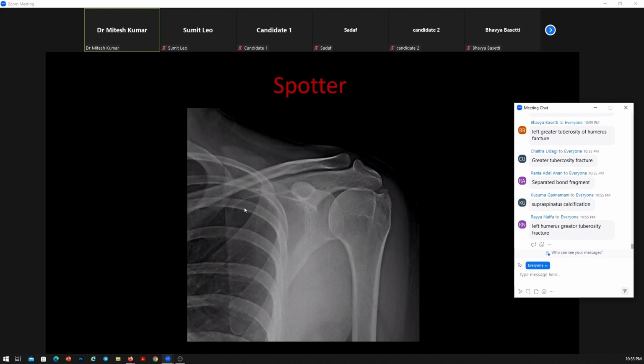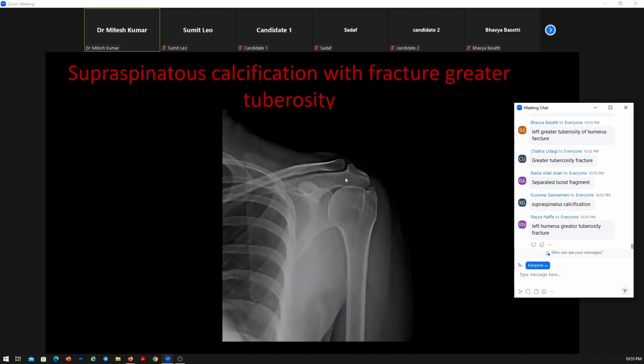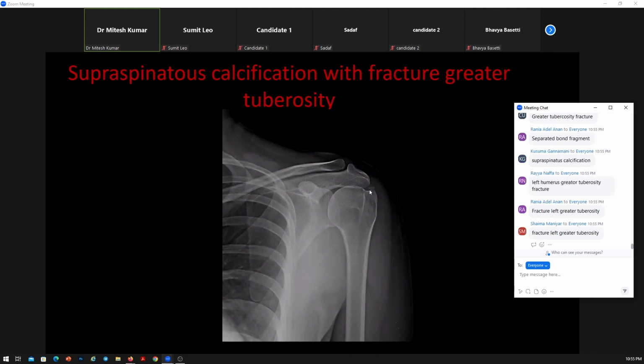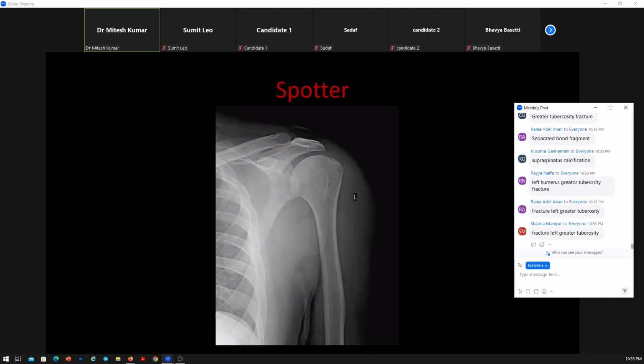Yeah, few candidates have mentioned correctly. Supraspinatus calcification with fracture of the greater tuberosity. So this is the supraspinatus calcification, and here we can see area of break here, going down, down, down, and this step break here. So supraspinatus calcification with fracture of the greater tuberosity. So here we can see that there are two findings. It's better to write both the findings to get full marks. Next case.